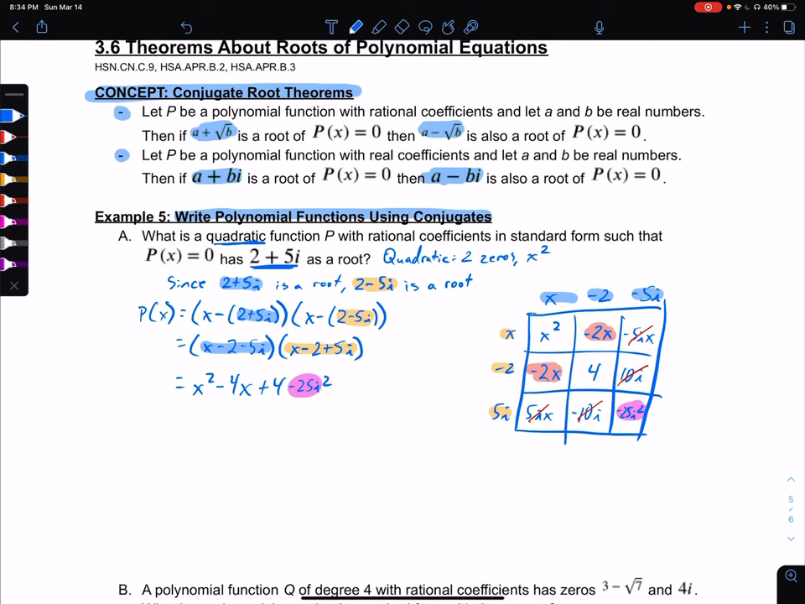And as you get better at this, you're going to kind of take a shortcut here. So let's fix that. Hopefully you remember that i squared is equal to negative 1. So this becomes x squared minus 4x plus 4 minus 25 times negative 1, which would then become plus 4 plus 25, because we have that negative 25 times negative 1. And then we can combine those like terms and get x squared minus 4x plus 29.